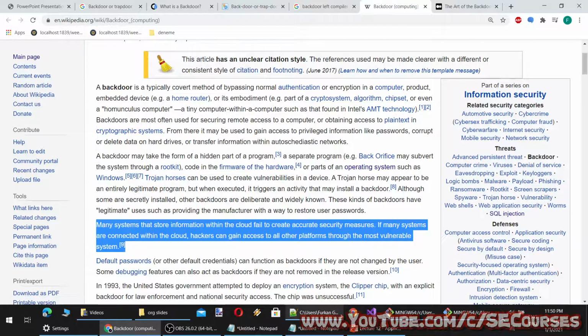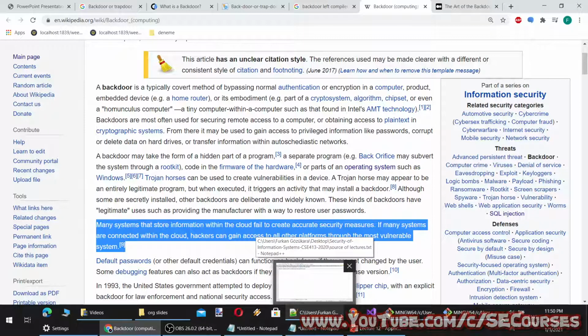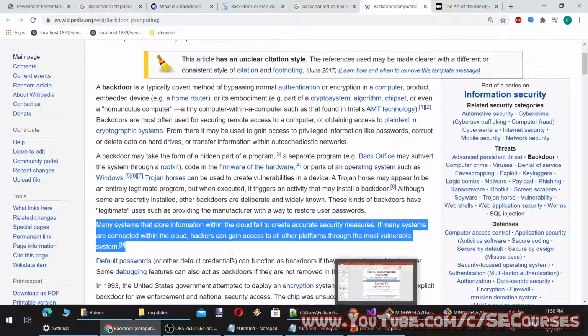Many systems that store information within the cloud fail to create accurate security measures. If many systems are connected within the cloud, hackers can gain access to all other platforms through the most vulnerable system. 9.